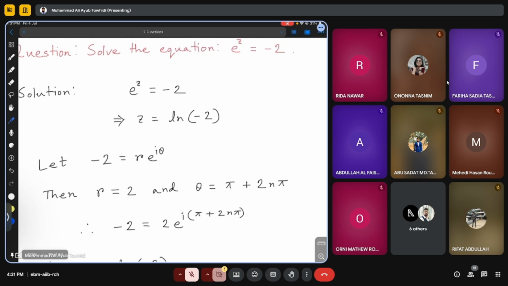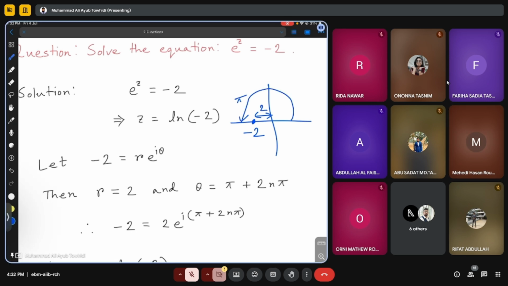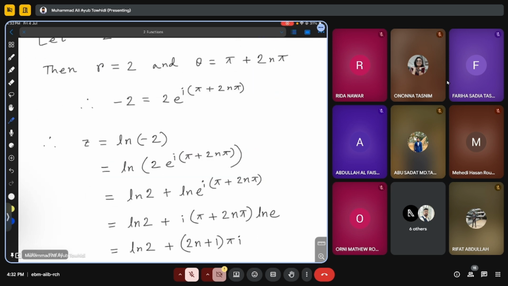What will be the modulus? Modulus is 2. And argument? -2 is here. So the angle is 180 degrees. Distance is 2 and the angle is 180 degrees, or pi. So modulus is 2 and argument is pi plus 2n pi. So -2 is 2 e to the power i(pi plus 2n pi).